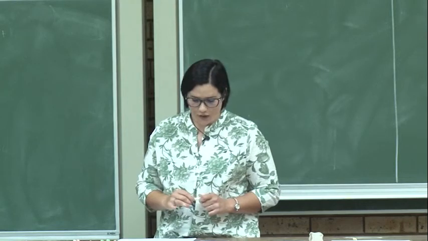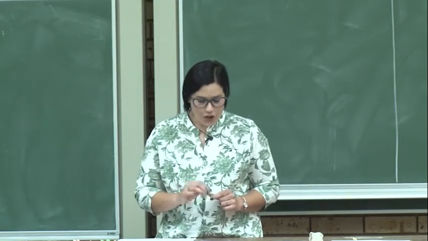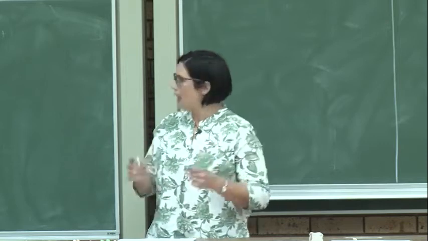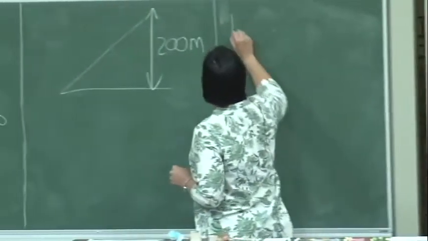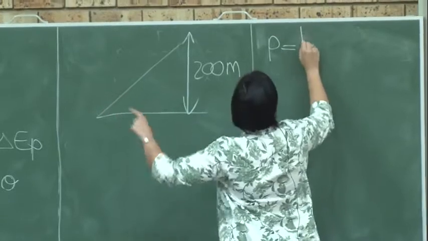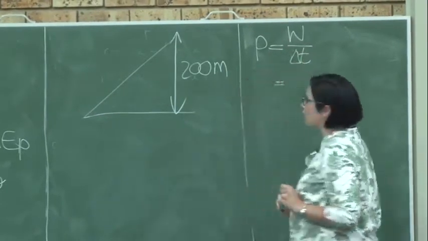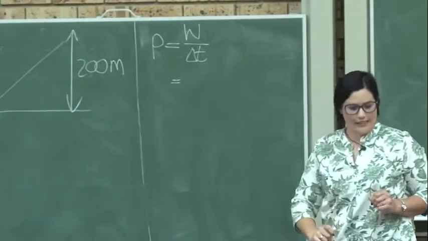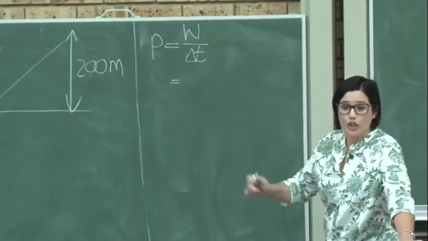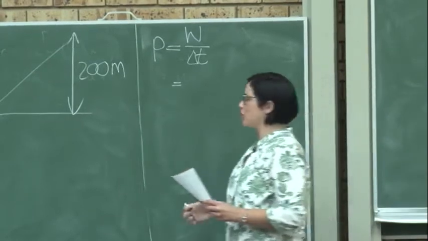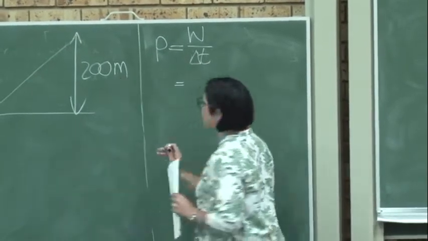And now we get to the calculations. Calculate the average power generated by force F. So, my formula: P is equal to the work divided by the time. Do I have the work done by force F? Yes, it's given to me in the information. Do I have the time? Yes, it's given to me. It's 90 seconds. So now I substitute.